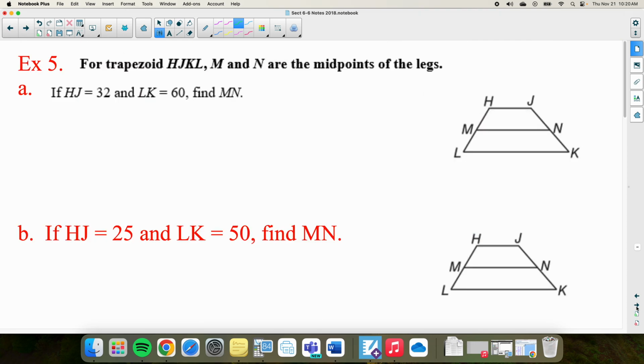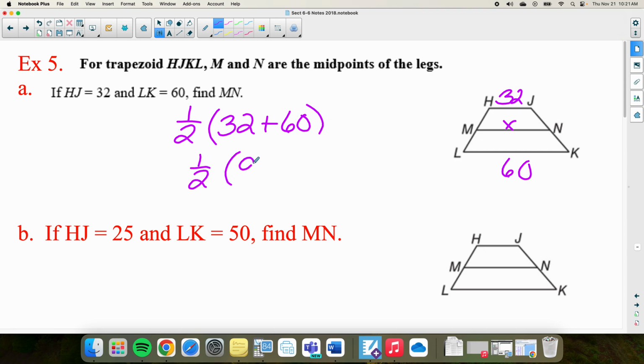Okay. So now let's go to this page, and it says HJ is 32 and LK down here is 60. Find MN. So again, I think what I'm going to do is the half times it. So I'm going to go 1/2 times 32 plus 60. So it'd be half of 92, or 0.5 times 92, which would be 46.